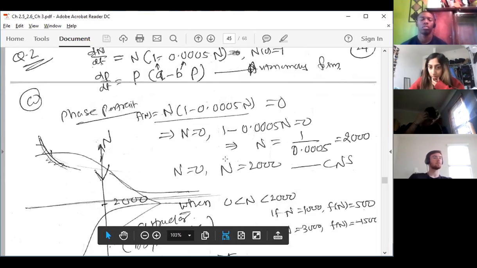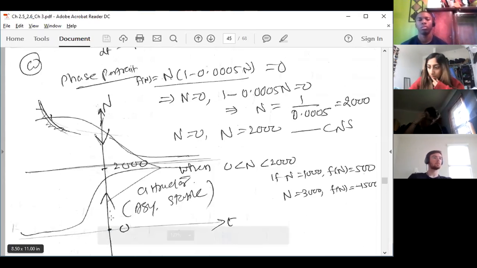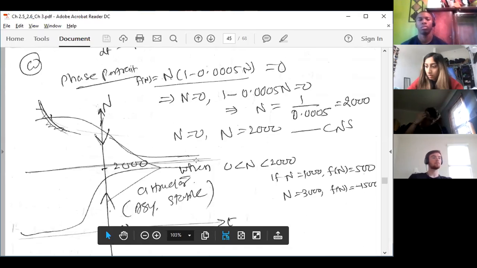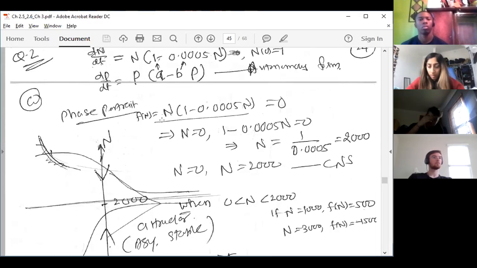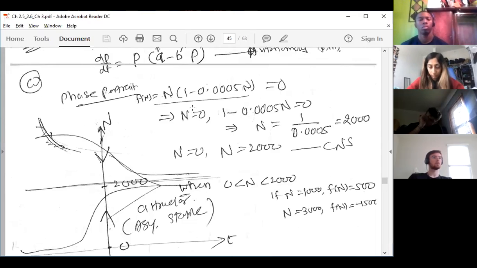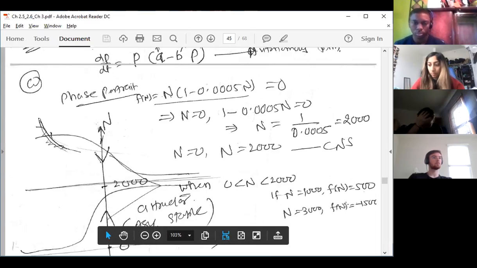Two critical numbers mean you will have three phases. One is n equal to 0, and the other is n equal to 2000. Choose one number from the phase above 2000. Suppose I choose 3000 and plug this value into my f of n. If I choose n equal to 3000, my value will be negative, something like f of n equal to negative 1500. That means it is decreasing.